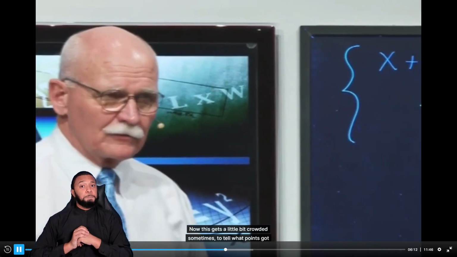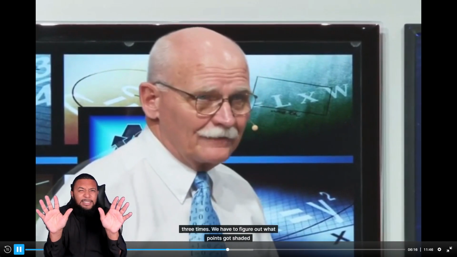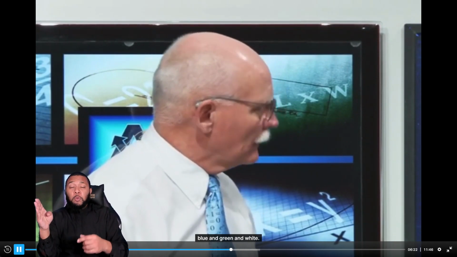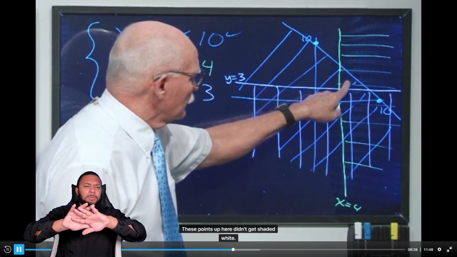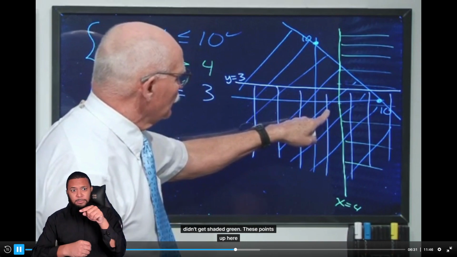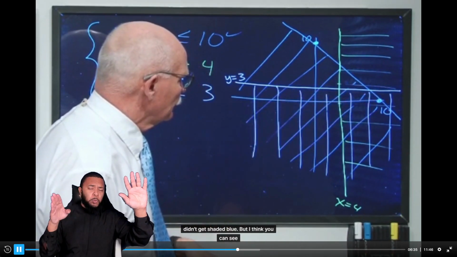Now, this gets a little bit crowded sometimes to tell what points got shaded 3 times. We have to figure out what points got shaded blue and green and white. These points up here didn't get shaded white. These points over here didn't get shaded green.